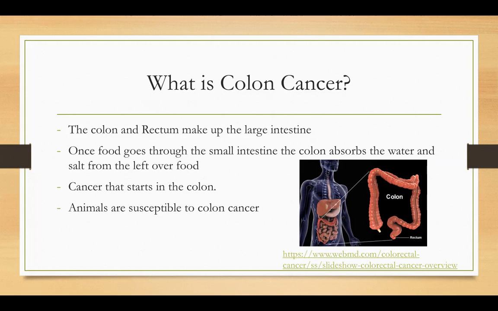Now, back to what is colon cancer. It is cancer that is found and starts in the colon. So, also, our animals, like our pets, for example, your dog or your cat, are susceptible to colon cancer as well. Here in this diagram, we just see an example of the colon in the human body and what it looks like.